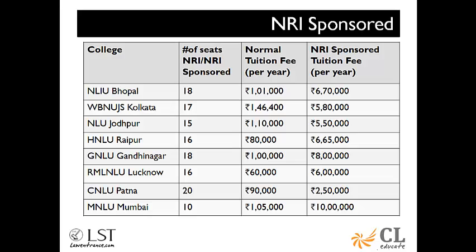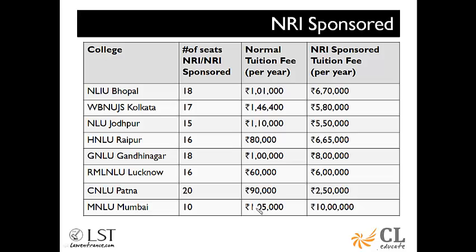So in this case, you will notice that this is a normal tuition fee. Obviously, there are additional charges to this. I'm only talking about the semester fees per year. For example, Kolkata is 1,46,000. The NRI sponsored tuition fee is about 4 to 5 times of that. So this is actually, I believe, $4,350. I just roughly converted it into Indian rupees.